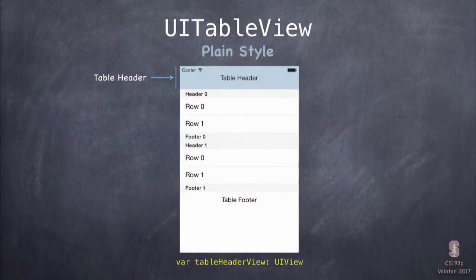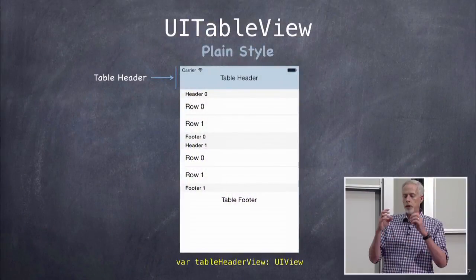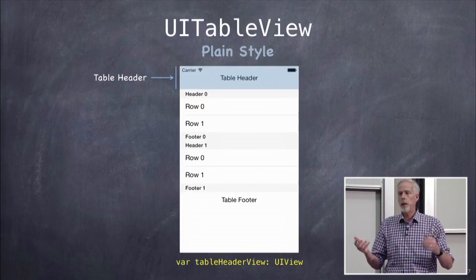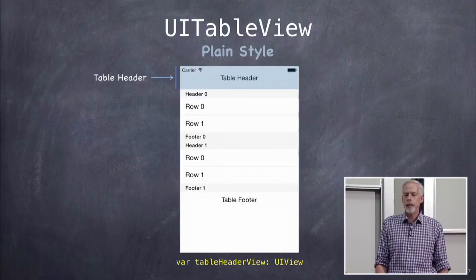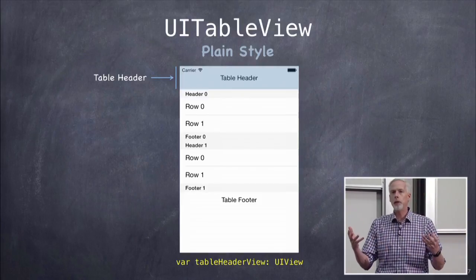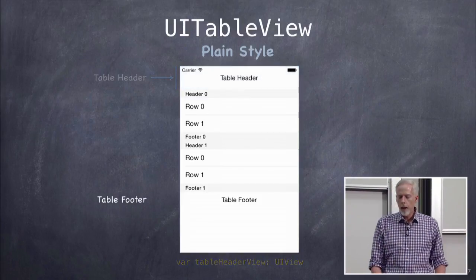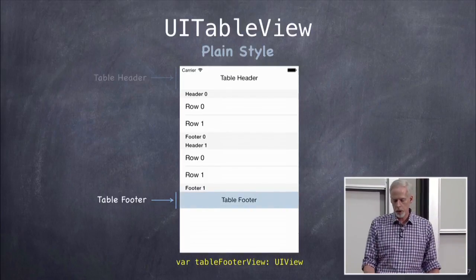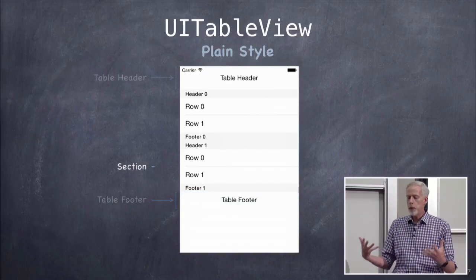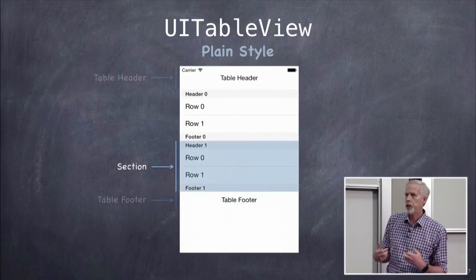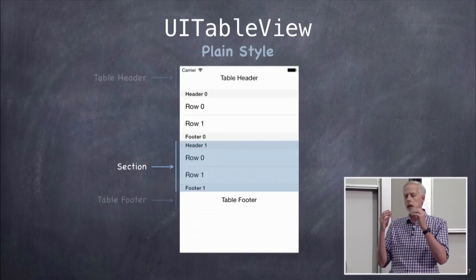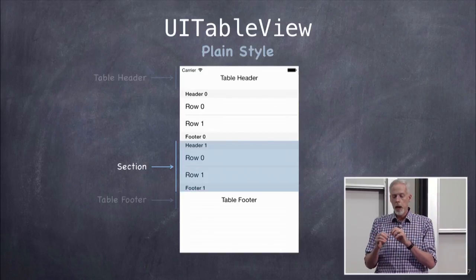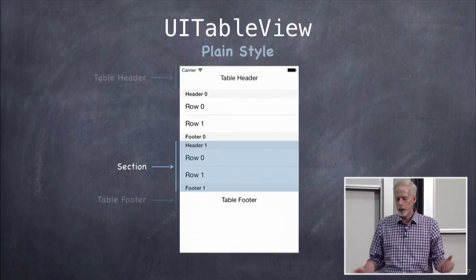First, we have the table header. That's a UI view. There's only one of them. It sits at the very top of the table. This is where, as you'll see in the demo, you might put a search field or something that searches to find what's in your table. And similarly, there's a footer view. Rarely see this used, but it's just a UI view that sits at the bottom of the table. And in between, there are these things called sections. So a section is just a combination of a header and a footer, which are usually strings, but also could be UI views, and then any number of rows. Okay, that's what we call a section.